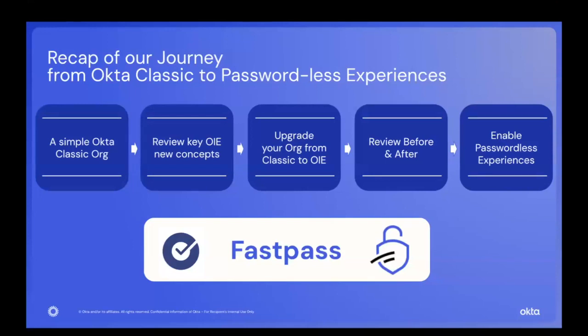So just to recap what we've covered today, we went from a very simple classic Okta org, and after a brief review of some key OIE concepts, we upgraded our org to OIE via the self-service tooling. We took note of the before and after changes in OIE that you can expect. And then finally, we walked through the process of setting up two different passwordless flows, one using email magic link and one using Okta FastPass. Next slide, please.